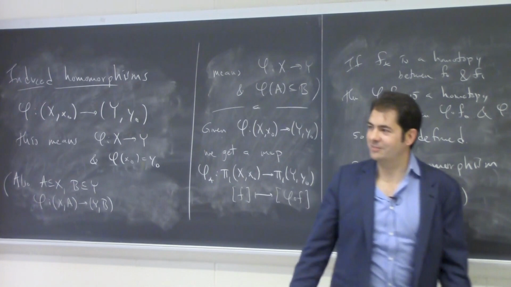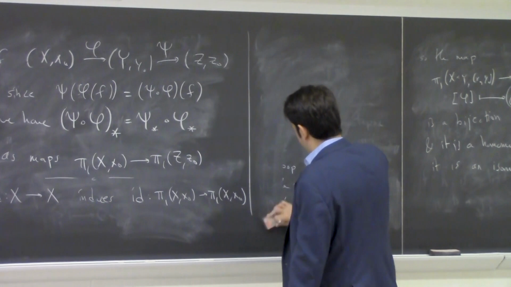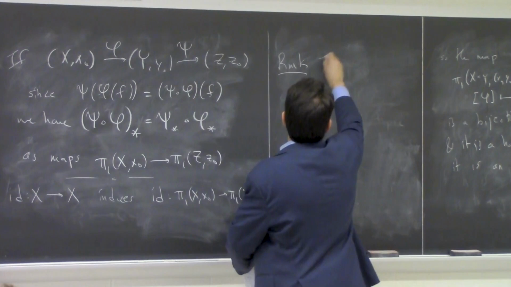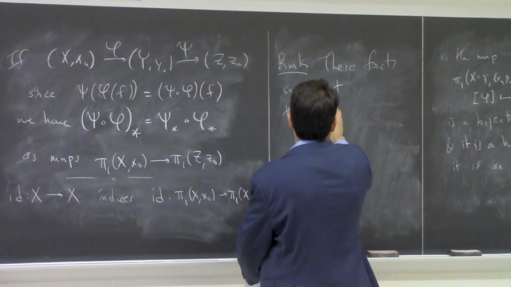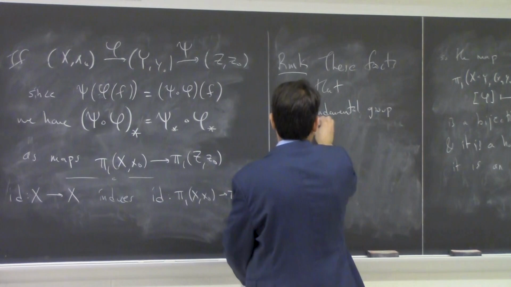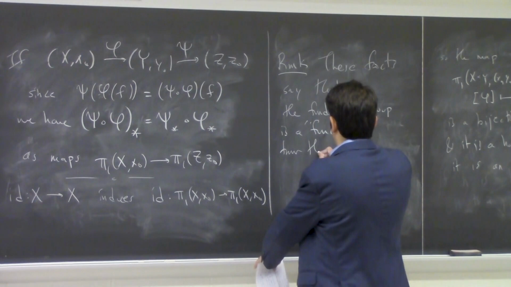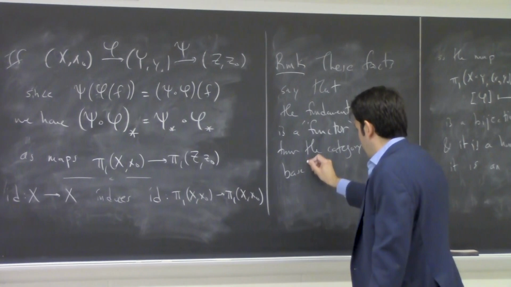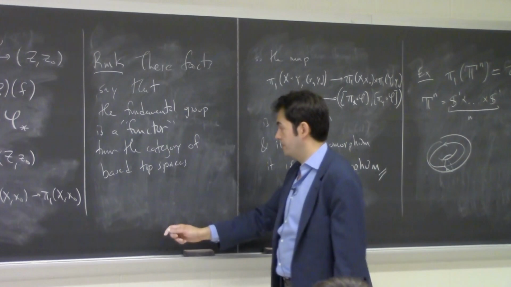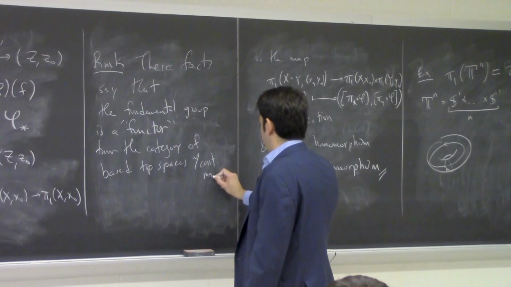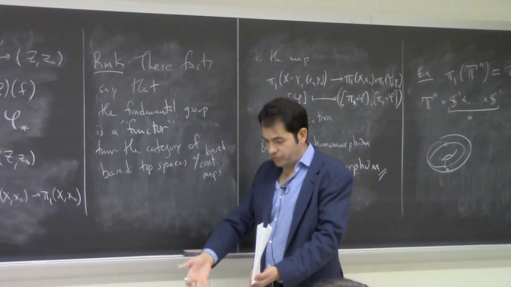Yes. Exactly. So these facts are exactly what you need. These facts say that the fundamental group is a functor from the category of based topological spaces, right? So objects consist of a topological space together with a point on that topological space. So you fix a point, with continuous maps. Let's say based continuous maps. So our two objects are topological spaces with choices of points, and we're only interested in those maps that send the point in x to the point in y.